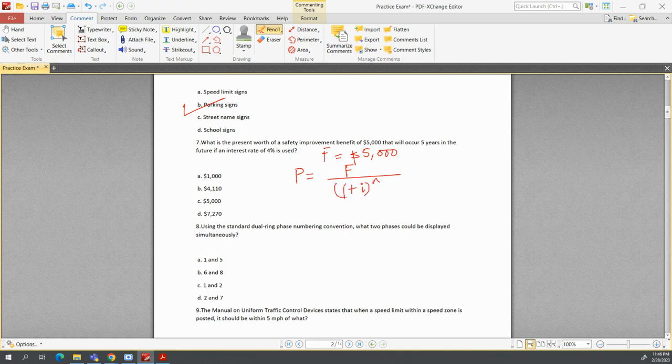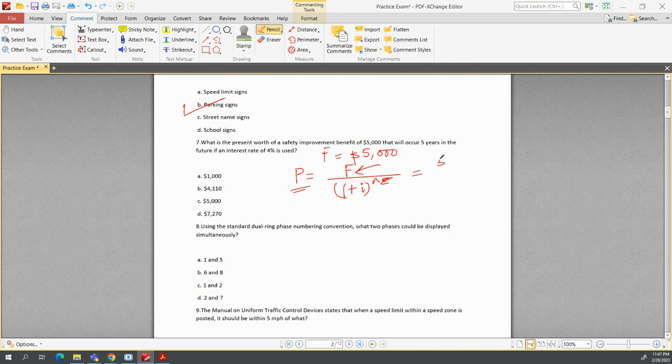Still, I just wrote it down. You will find this. They will give you a formula sheet, right? What is the present worth of something where the benefit in the future is $5,000, 5 years later? So what is the present worth today?